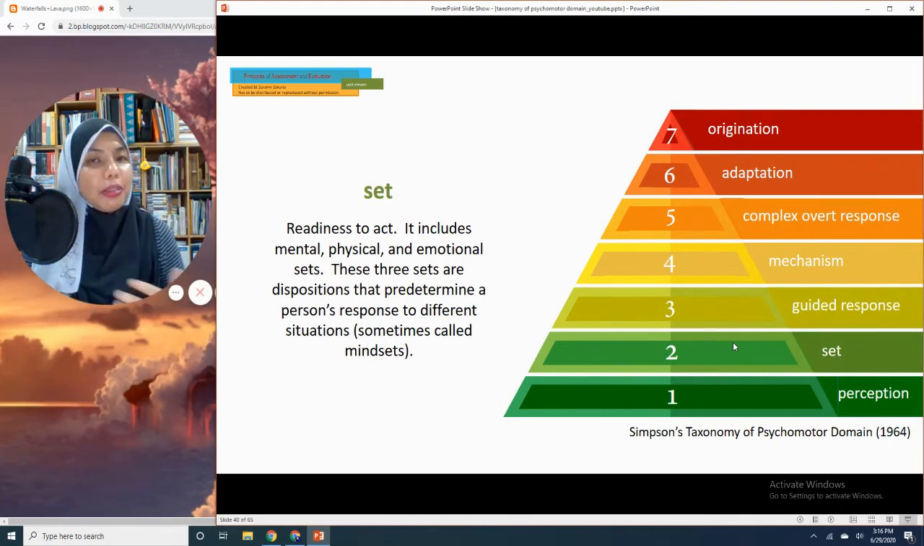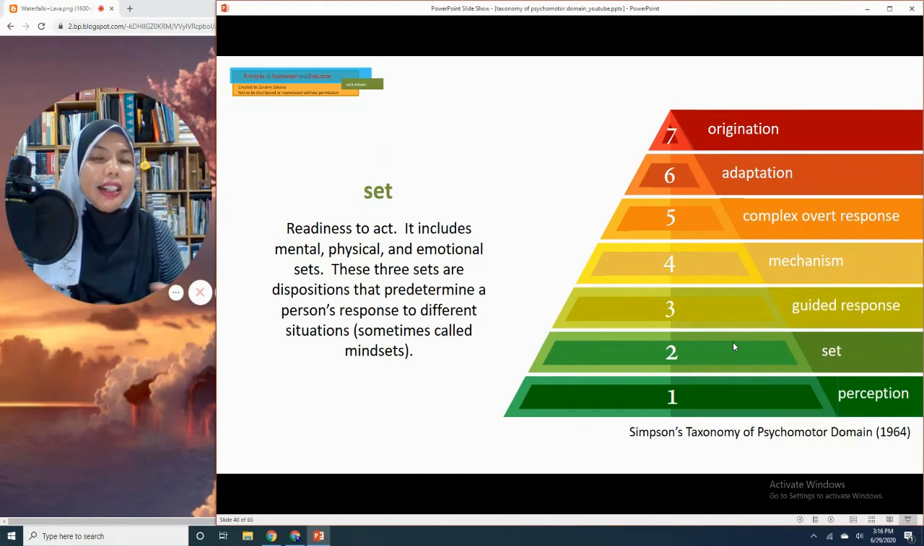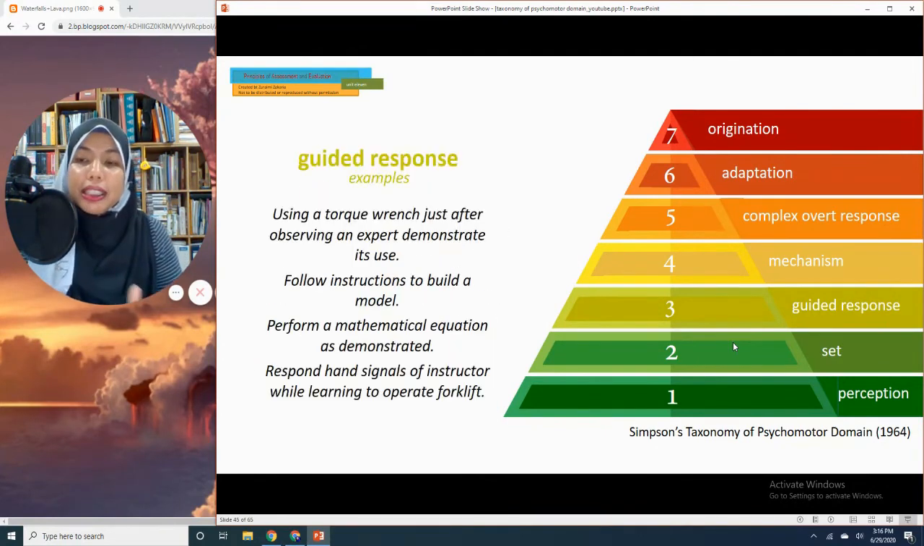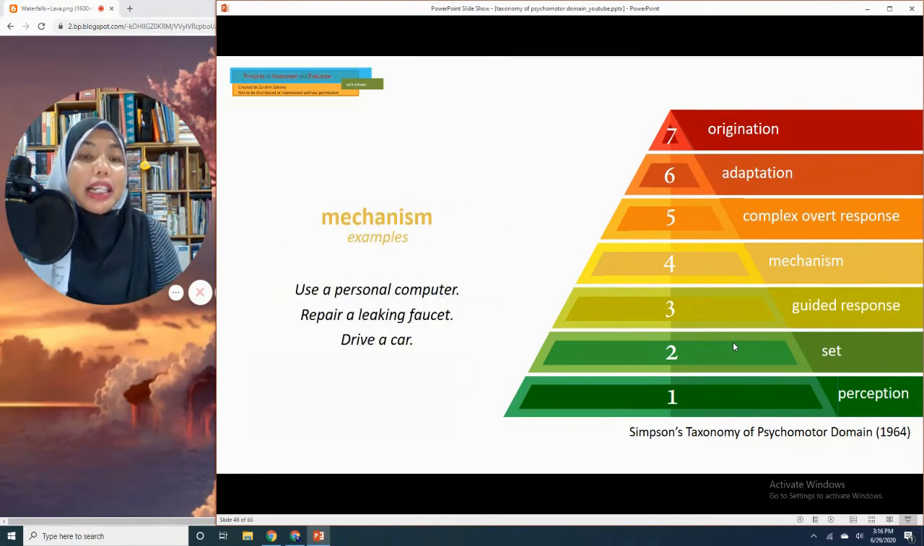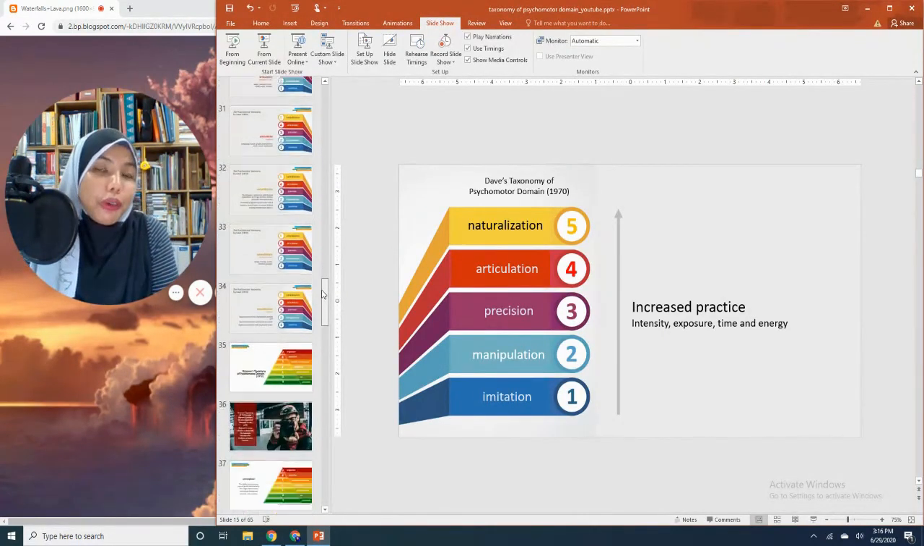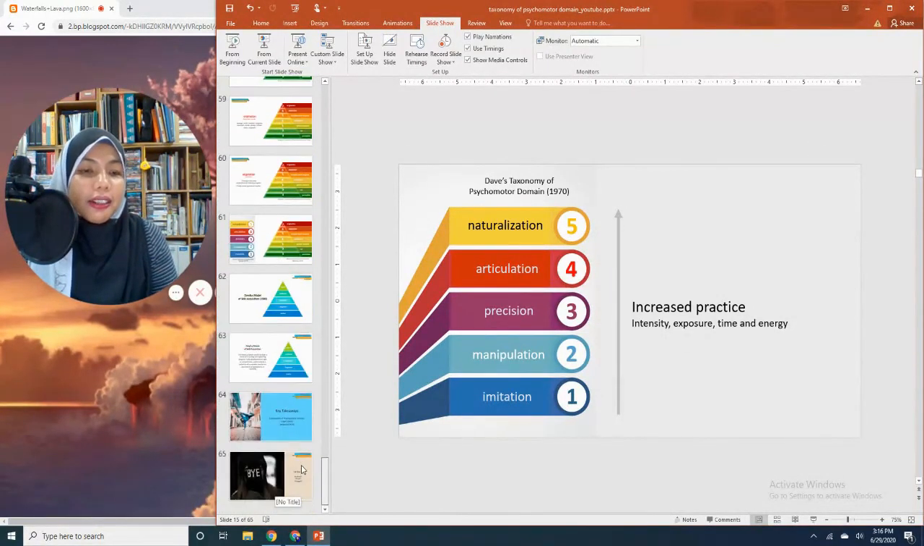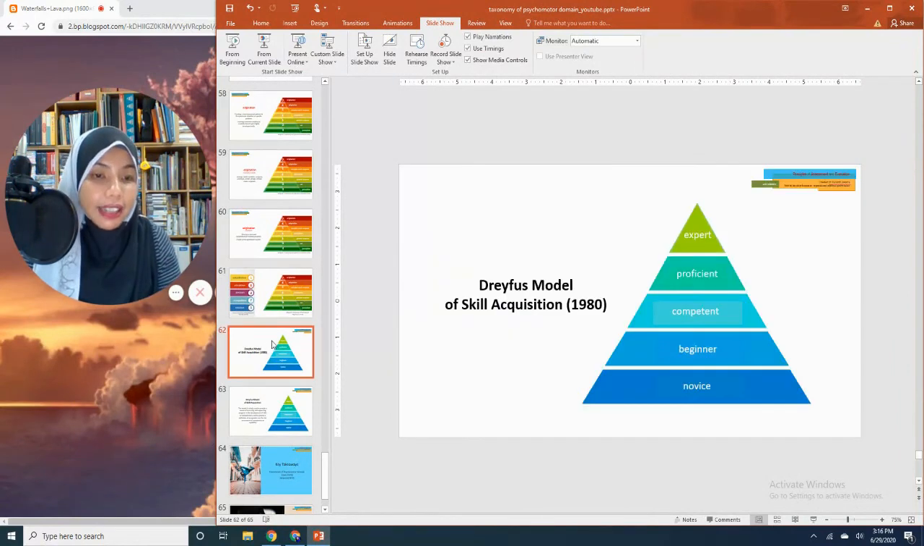So these are simple considerations when it comes to perception and set. They don't have to be really well established and laid out. They don't really have to be complex, just about getting the learners to be in the right mindset and readiness before they begin to learn the new skills. Okay, so I'm not going to explain the rest because the rest of the levels are very much similar to Dave's. Okay, however, before we end this video, I do have one more taxonomy that we will not learn extensively.